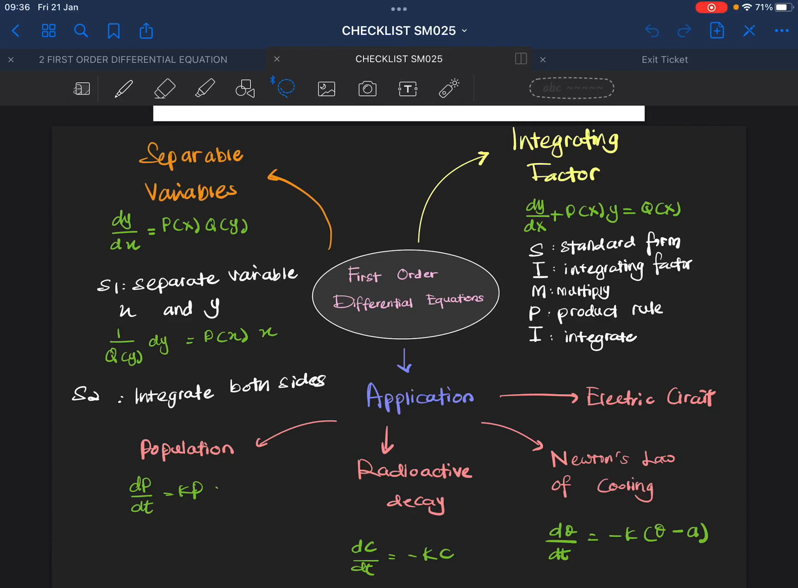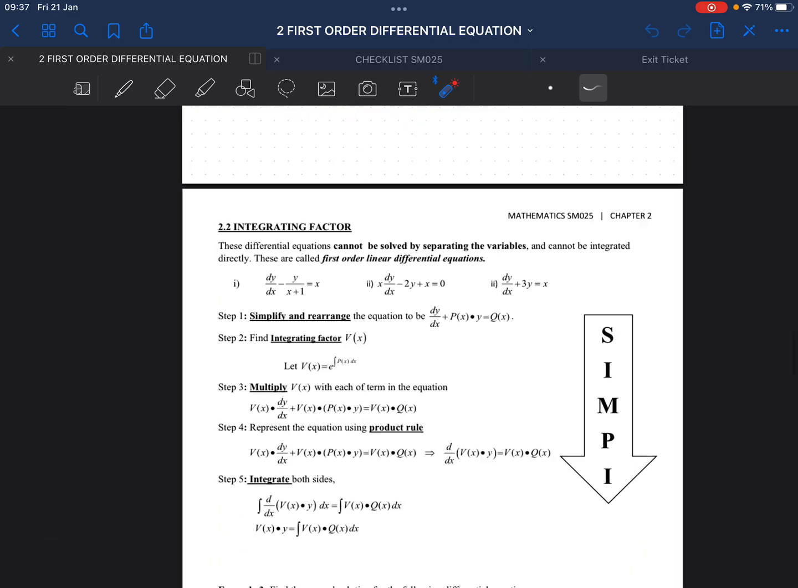So for this video, we are going to learn about integrating factor, the second subtopic for chapter 2. As you can see from here, this is integrating factor. There are 5 steps that you have to follow to solve this integrating factor. So let's go to the notes here.